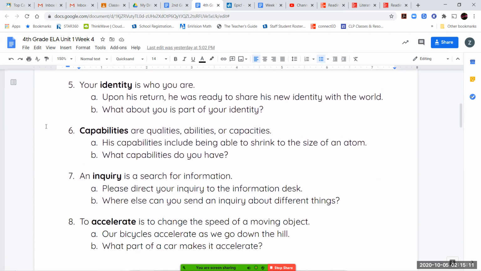Now your next word is the word identity. Now your identity is who you are. Identity means what that thing is or what that person is. It's just who they are.